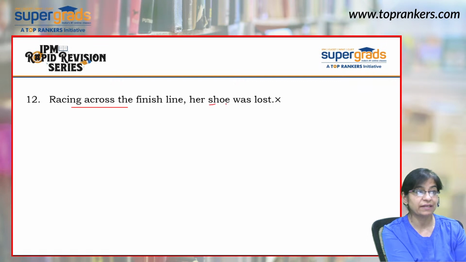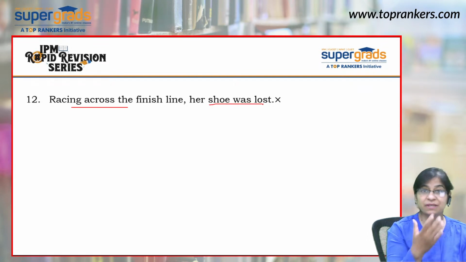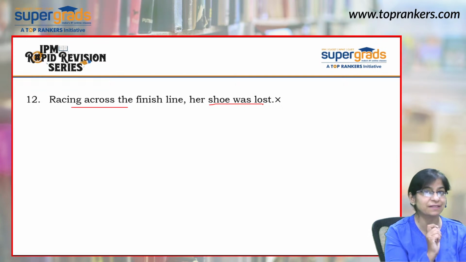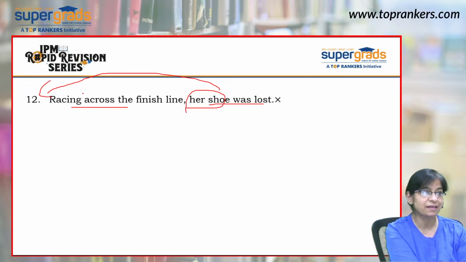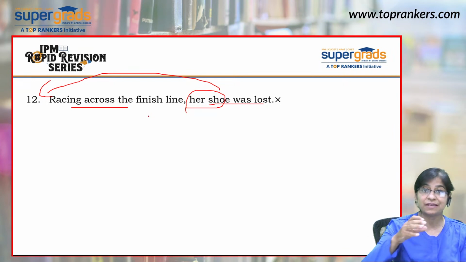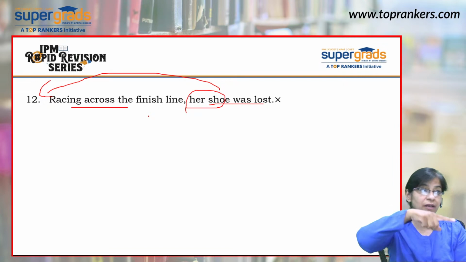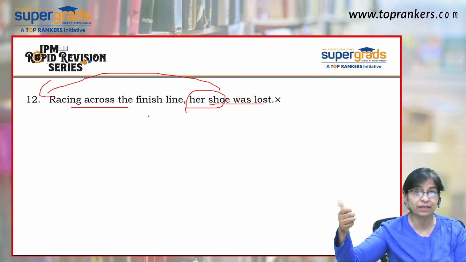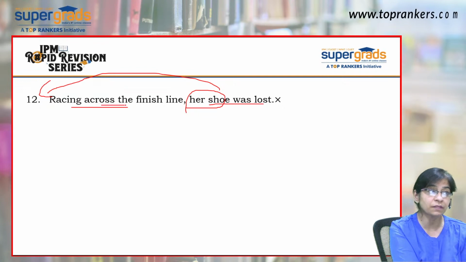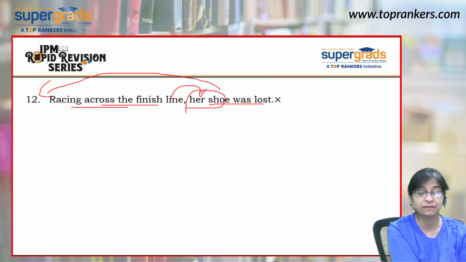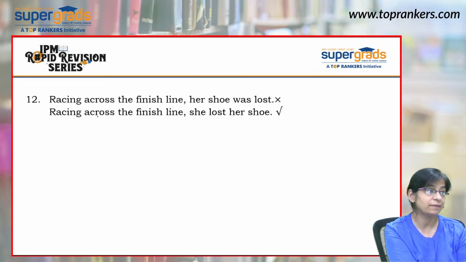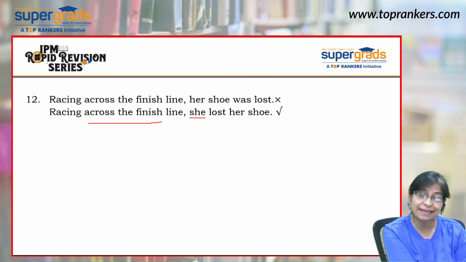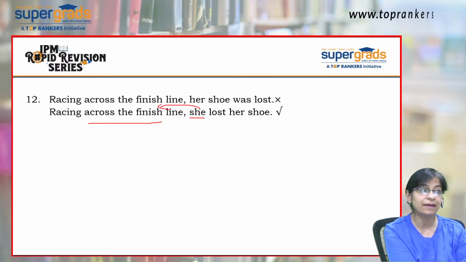Racing across the finish line, her shoe was lost. Now, see, you'll say, ma'am, this is something that we use every day, but trust me, this one is wrong. Try and place this here in the sentence. It won't make sense. Her shoe racing across the line was lost. Now, if you read this sentence, it feels as if her shoe was racing along the finish line. It was not she who was doing that, it was her shoe, because the modifier is best placed near the shoe, her shoe. Now, what should be the correct structure here? Well, racing across the finish line, she lost her shoe. I've placed her next to the modifier.